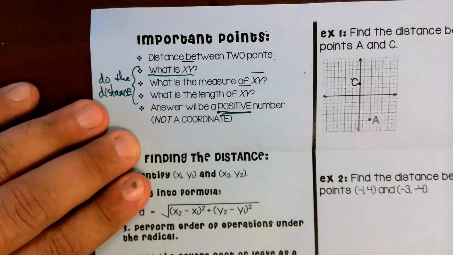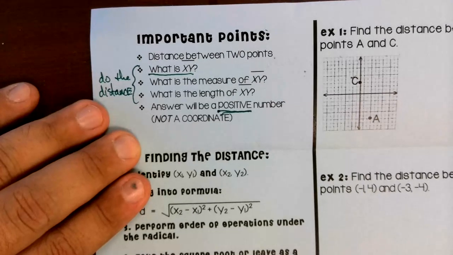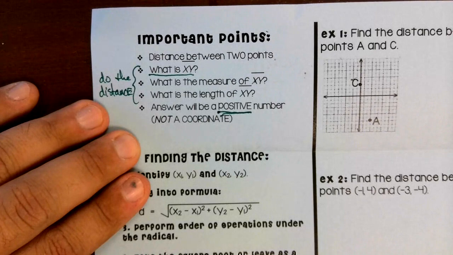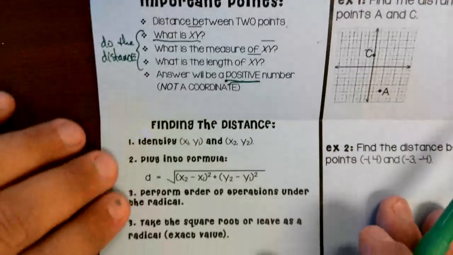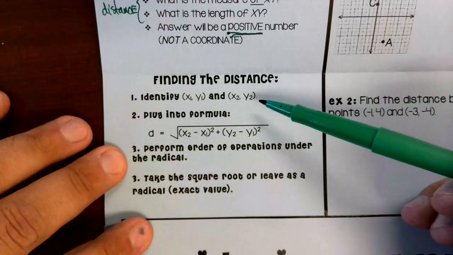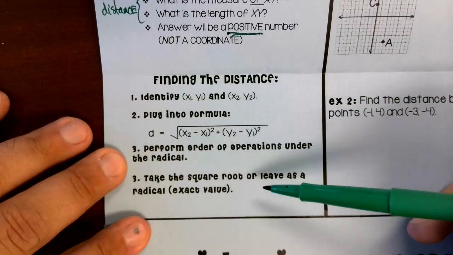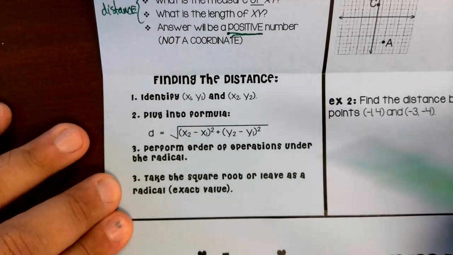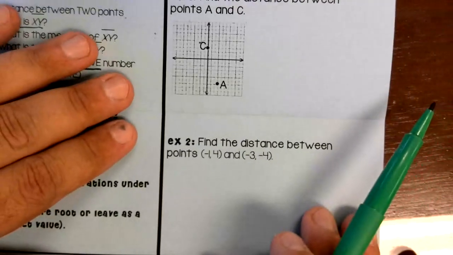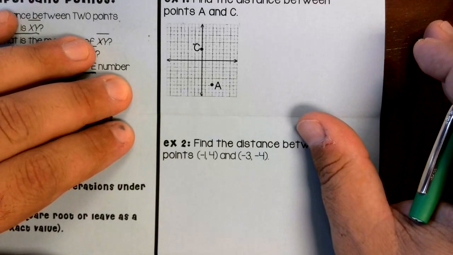Down on the midpoint, it was a coordinate. It was a pair of numbers, an ordered pair. This one, just a number. We figure out what the points are. We plug them into the formula. We perform all that stuff, and we get our answer. So let's take a look at how this works.